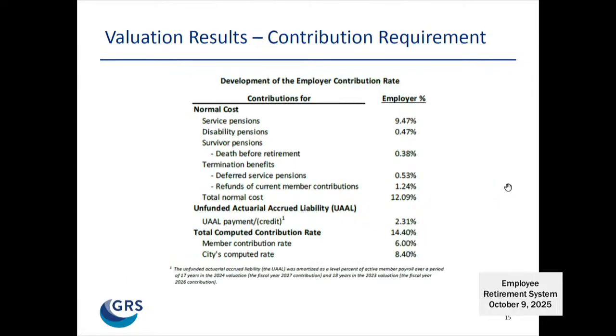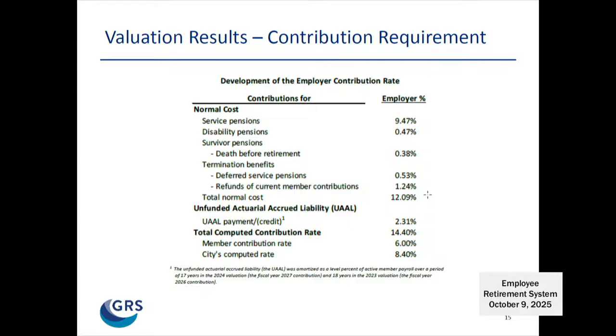And then finally, your contribution requirement. There are two components to your contribution requirement. The first component is called the normal cost. That is the cost for active members to accrue another year's worth of service. In the middle of the page, there's a number, 12.09%. That is the cost for active members to accrue another year's worth of benefits.